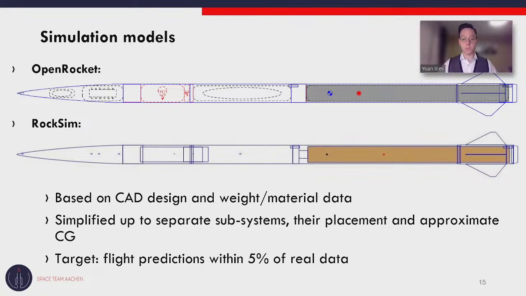So for those models, we used CAD data, and we tried to estimate the weight and the center of gravity as precisely as possible. Our target is with these analysis tools to reach predictions within 5% of the real data, and then upgrade them to hopefully become as precise as possible.